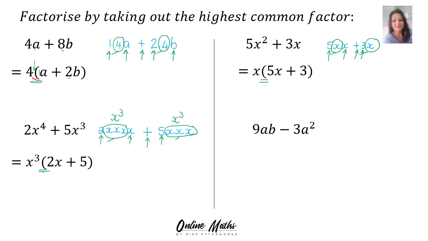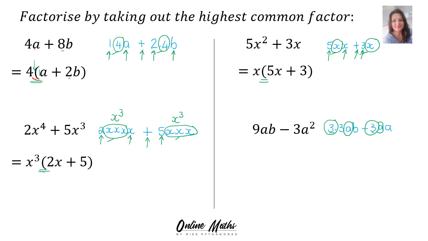9 is the same as 3 times 3, a times b minus, and 3a squared is the same as 3 times a times a. Now let's see, what are the common factors there? The first one is there's a 3 and there's a 3, so we can take out a 3 as a common factor. And then there's an a and there's 2 a's, so we can also take out an a and one of the a's.